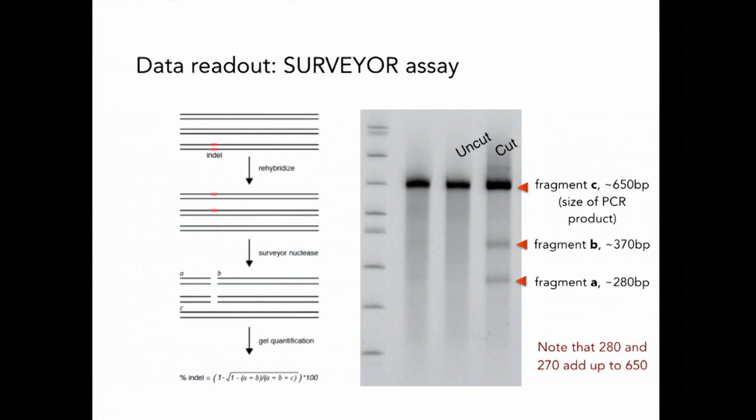Here is what Surveyor looks like once you run it out on a gel. This band up here is your uncut fragment, the long version. Then you will produce two smaller fragments, fragment A and fragment B. You'll notice that if you add these two up, they equal the size of the PCR product. To quantify how well your Cas9 worked and how efficient the indel formation was, you can use this formula here and gel quantify these bands.